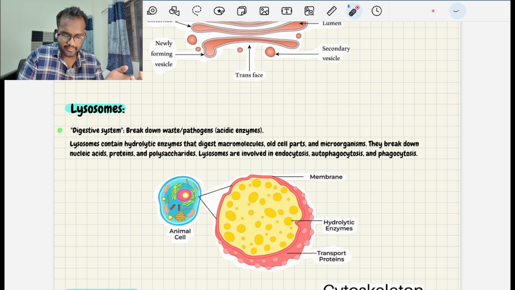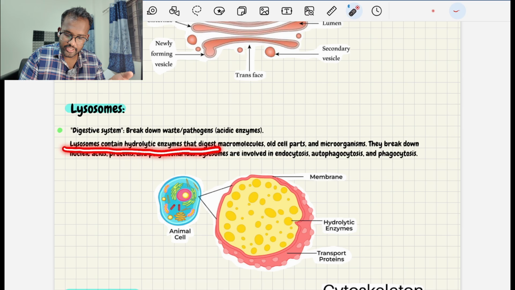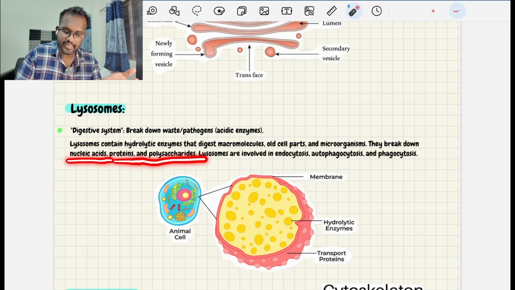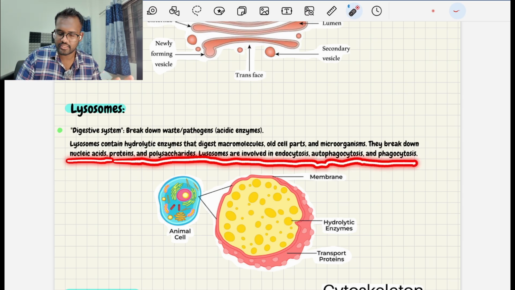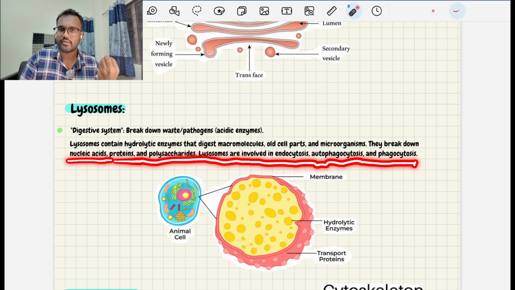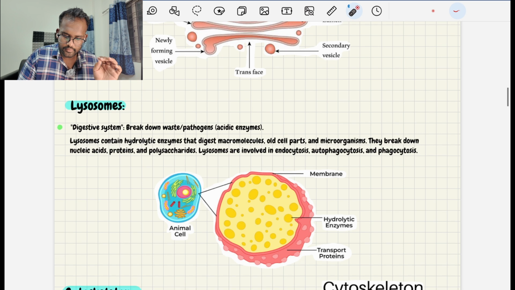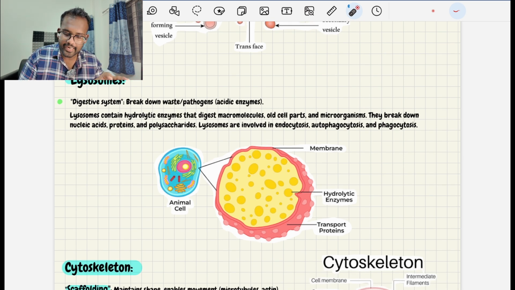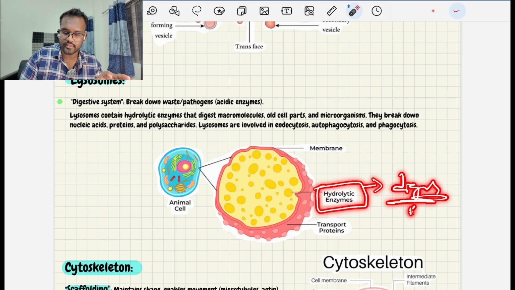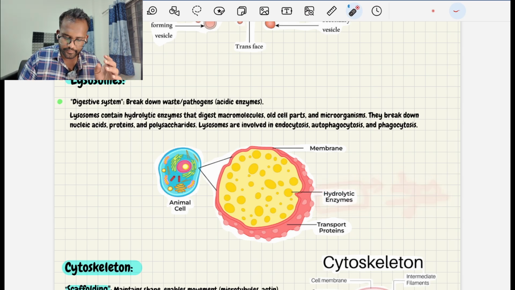As you can see here, the lysosome contains hydrolytic enzymes that digest macromolecules, old cell parts, and microorganisms. They break down nucleic acids, proteins, and polysaccharides. Lysosomes are involved in endocytosis, autophagocytosis, and phagocytosis. The same thing, it will engulf and digest the particular molecule. You have to remember that lysosomes have hydrolytic enzymes. Very important, these enzymes help to digest the molecules, whether they are microorganisms, polysaccharides, or any other cell structure or cell part. Okay, then we have the cytoskeleton.